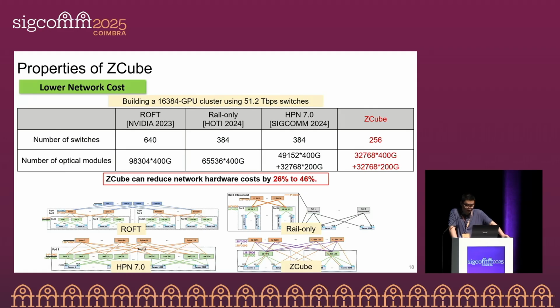ZCube also has a lower network cost. When building a 16,000 GPU cluster, ZCube can reduce the number of switches by 1/3 and reduce the optical module cost by 25%, which overall allows network hardware cost to be reduced by about 26 to 46%.